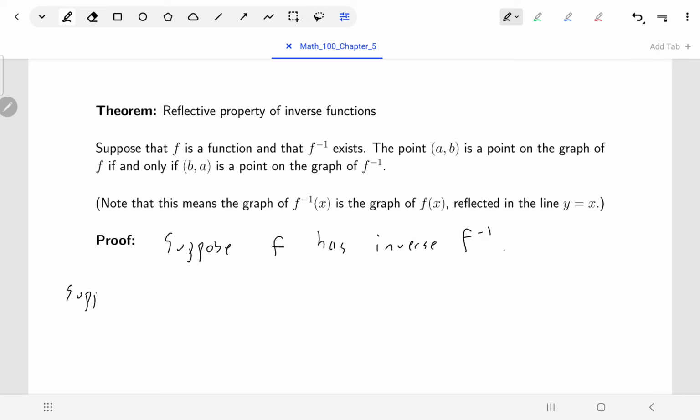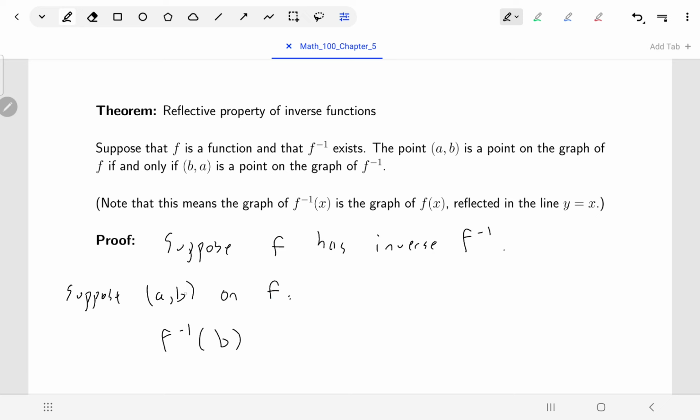So first I'll say, let's suppose (a, b) is on the graph of f. And we're trying to show that (b, a) is on the graph of f inverse. So the question is, what is f inverse of b? Well, good news, we know what b is. b is the same thing as f of a. We said (a, b) is on the graph of f.